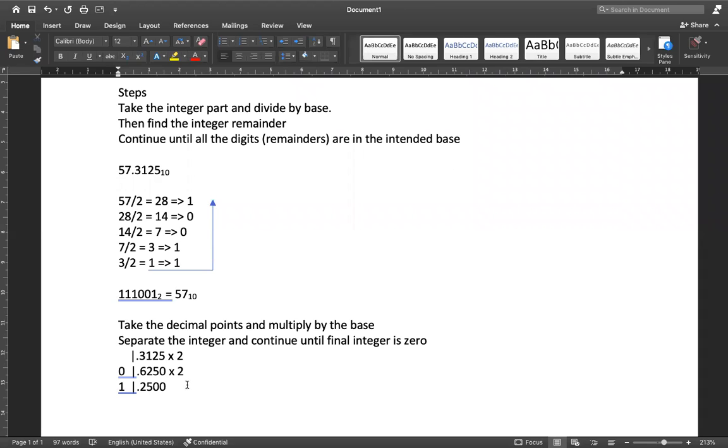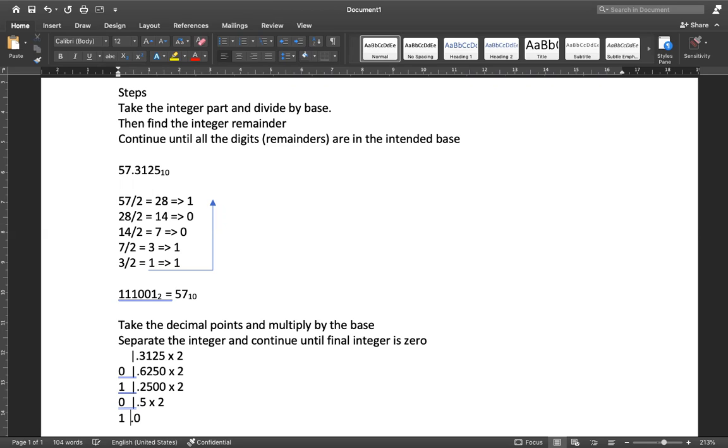Okay, let's explain the next thing. You have to again multiply by 2, and then you will get 0.50. Then again you have to separate the integer part, and then again multiply by 2. So it will give you 1.0.